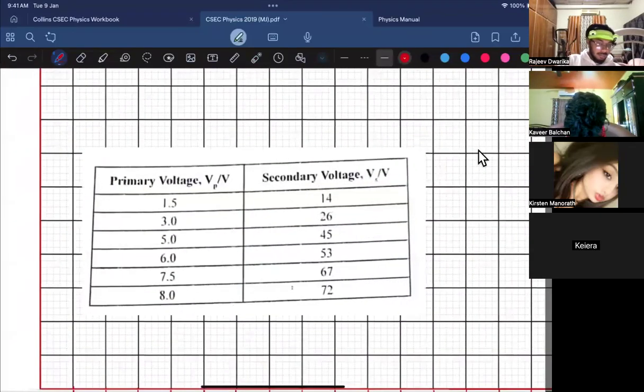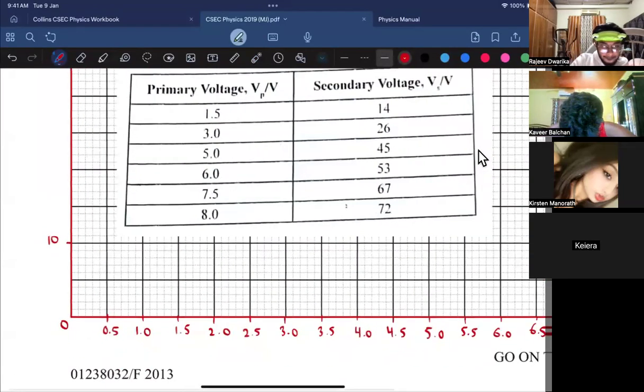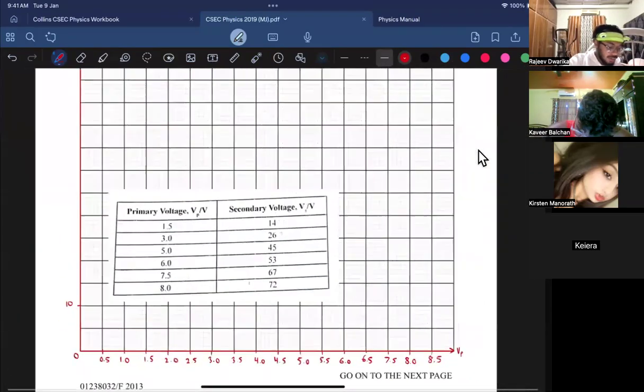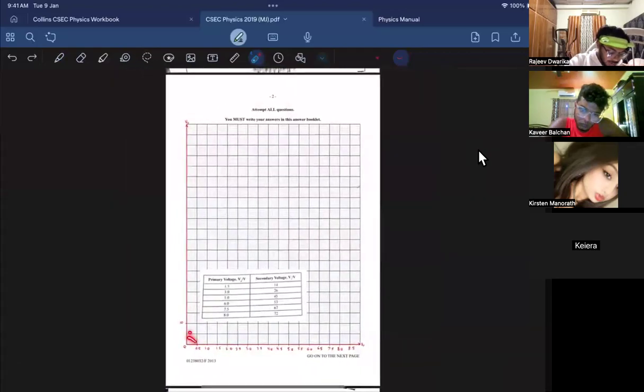If we do that, 2 blocks is 10, which means 1 block would be 5. And we want to go to 80, right? So 80 divided by 5 is 16, right? Let me see if that'll take up more than half the page. 1, 2, 3, 4, 5, 6, 7, 8, 9, 10, 11, 12, 13, 14, 15, 16. Does it take up more than half the space? I think so. So let's move on.